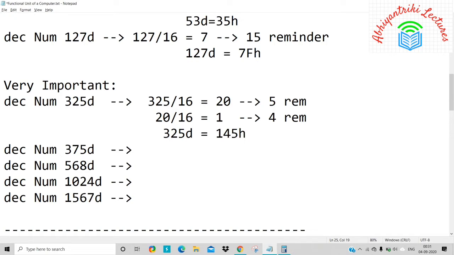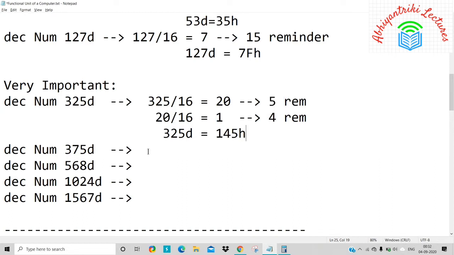How did I get this? The first answer is 20, which is greater than 15. So divide by 16 again. Now the answer is 1. 16 ones are 16 and the remainder is 4. Since 1 is less than 15, you don't have to simplify it again. So the answer is 1, 4 and 5. This is the hexadecimal equivalent number.